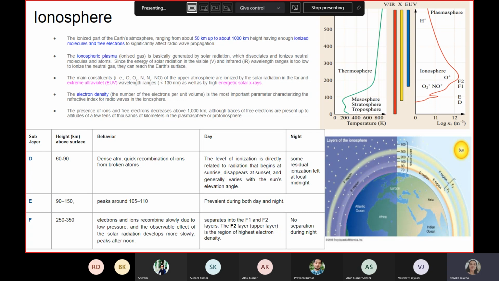This separates into two layers during the day. The F region is separated into F1 and F2. Closer towards the sun is the F2 region, with higher ionization and higher electron density. So the F2 layer, the upper layer, is the region of the highest electron density. There is no separation between these two layers, F1 and F2, during the night. But residual ionization is largest here in the F region because of slow recombination of ions and electrons.